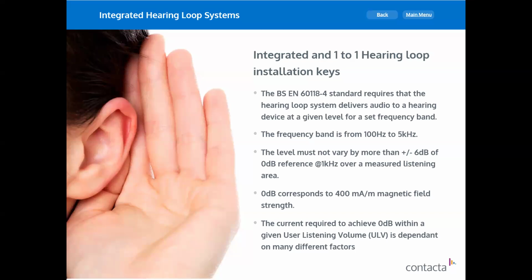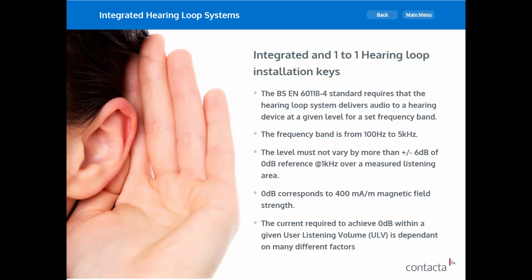So the frequency bandwidth is still the same, between 100 Hertz and 5K. That covers a wide frequency response, particularly for speech. The difference between one-to-one and integrated hearing loops and the large area hearing loops is that the IEC standard allows plus and minus 6 decibel variation. So if my system complies to that variation, between -6 and +6, then I'm meeting standard and I can commission my loop. And that measurement is done at 1K over a measured listening area.